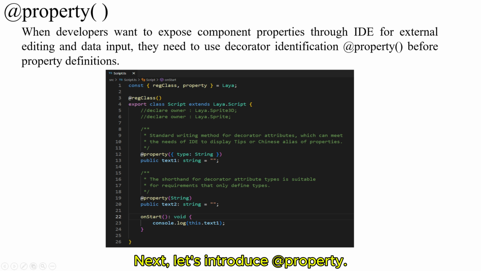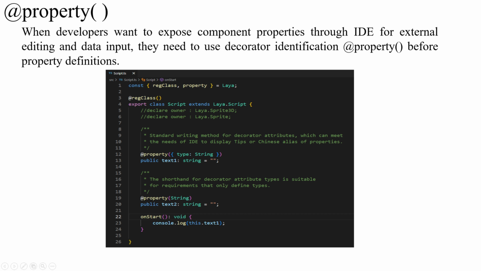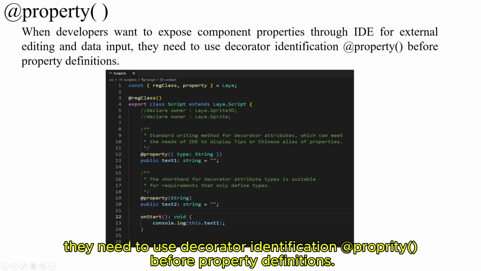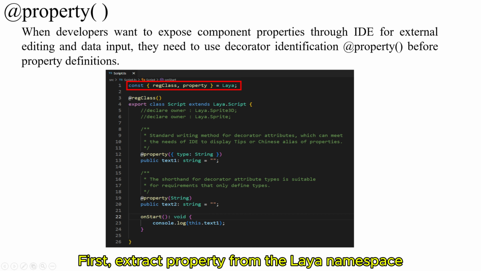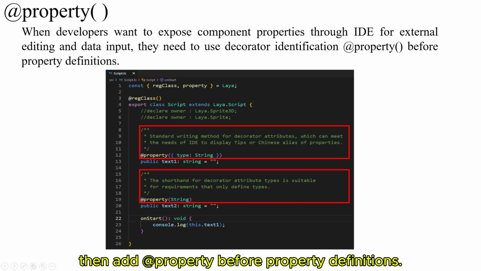Next, let's introduce @property. When developers want to expose component properties through the IDE for external editing and data input, they need to use the decorator identification @property before property definitions. First, extract property from the Laya namespace. Then add @property before property definitions.